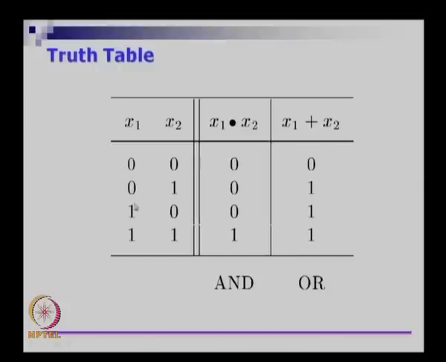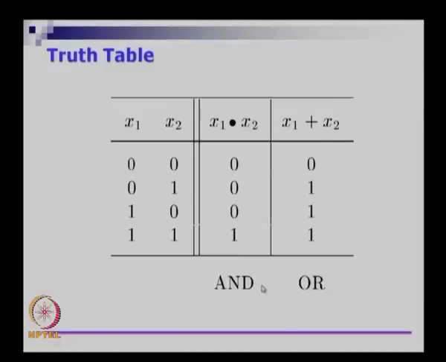If one of them is off, that happens in these three rows, then the light will be turned off, right. So these three will be off. That is what you get from a series connection of the two switches.